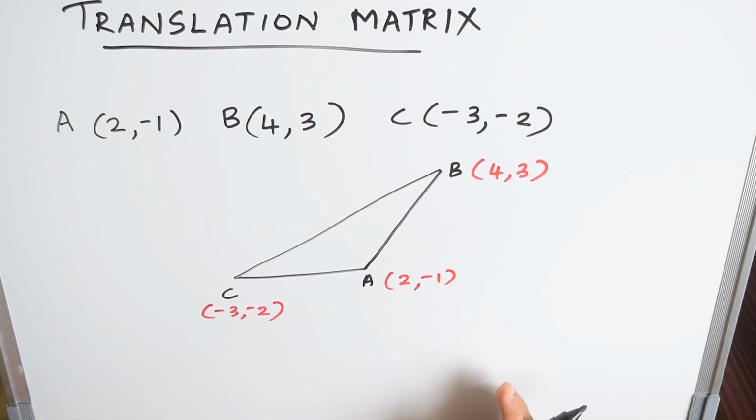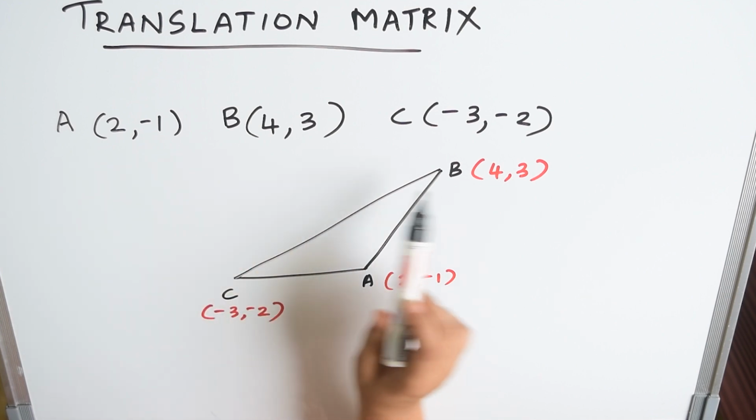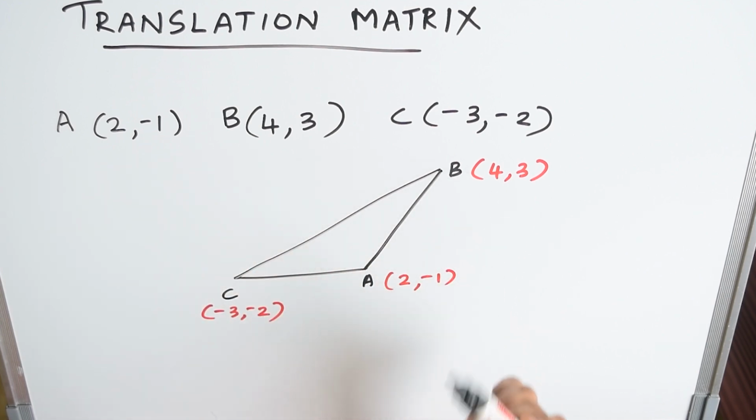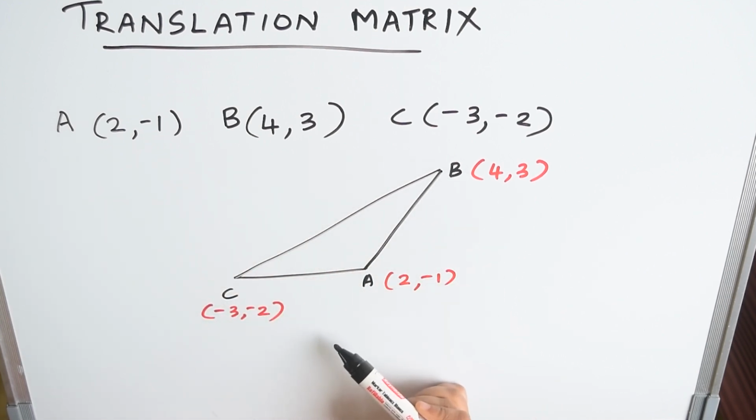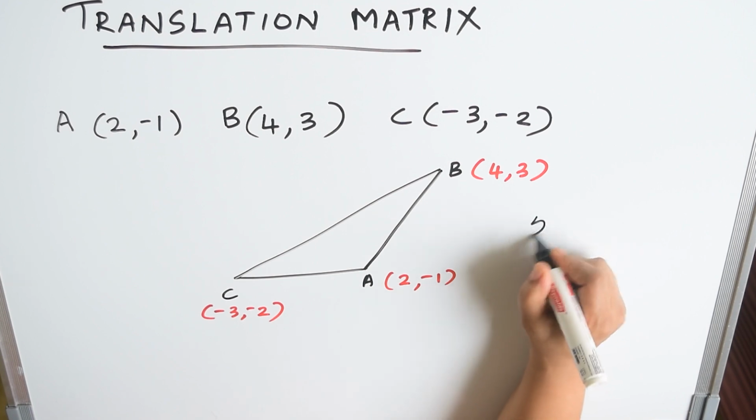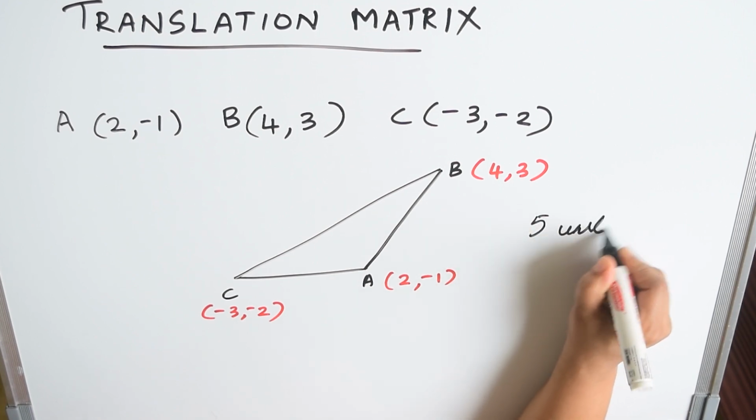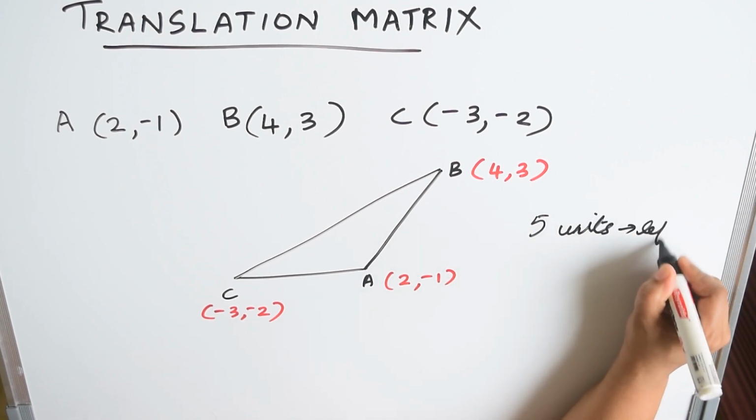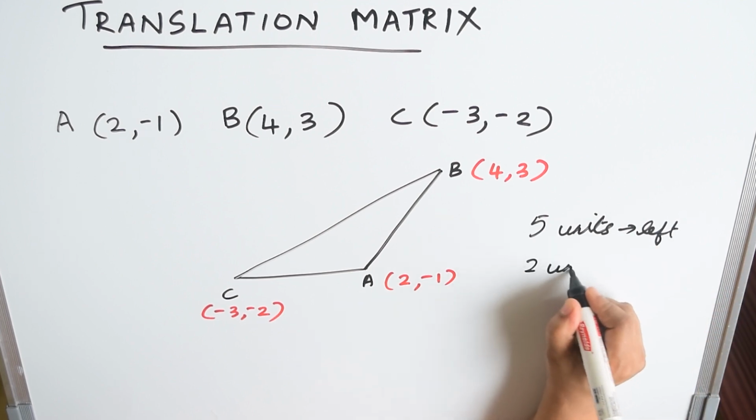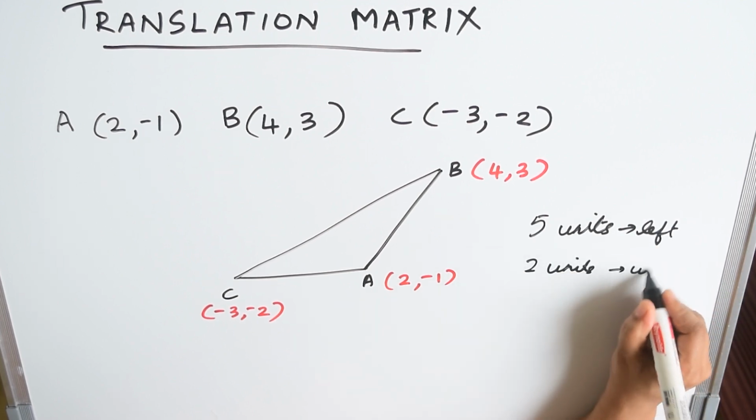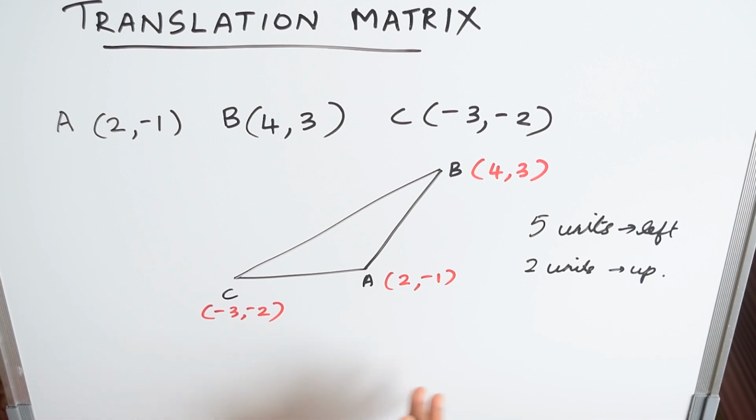Suppose we are having the coordinates of the vertices of a triangle like this. This is triangle ABC. We want to find the new coordinates when this triangle is moved 5 units to left and 2 units up. This is where a translation matrix is used in order to find the new coordinates.